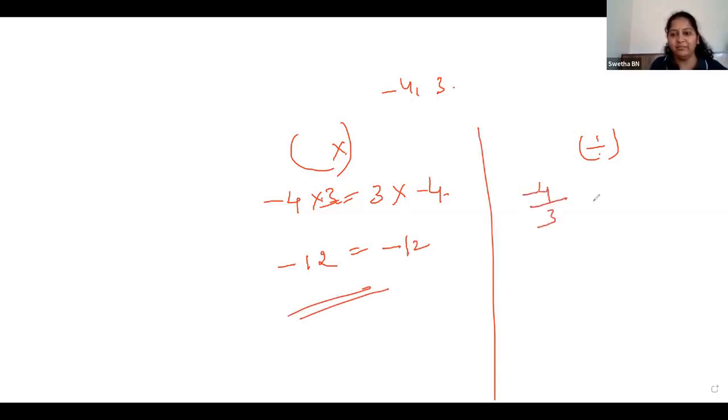Okay, so let us go for division. -4 by 3 is equal to 3 by -4. See, what will you get? Are they the same or different? Directly you can say they are not same, not equal. Right, no? So now we have to conclude. It came in addition, and it came in multiplication. So they are closed under addition and multiplication.